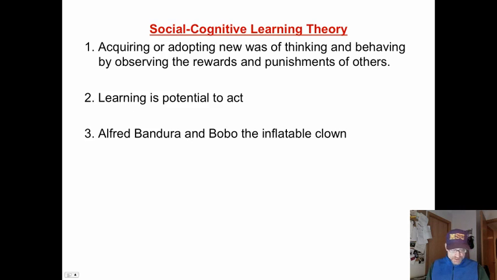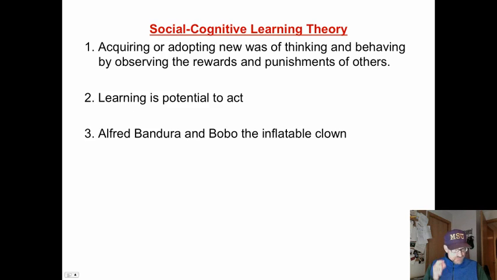Social learning theory defines learning as adopting or acquiring new ways of thinking or new behaviors by observing others, what they are rewarded for and what they are punished for. We learn by interacting and by observing. Learning, according to this theory, is the potential to act. Behaviorists said learning is a change in behavior. Here, learning is a change in the potential to act.